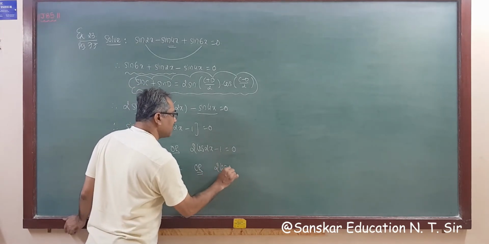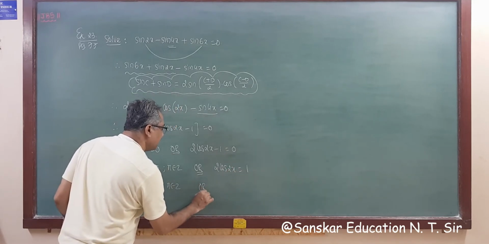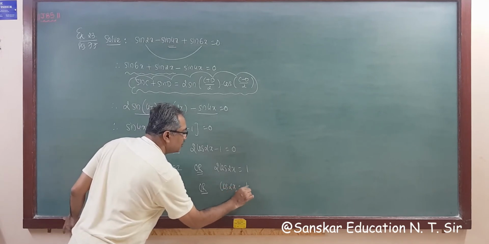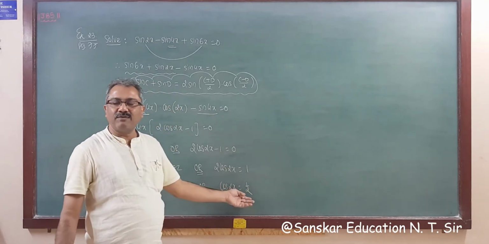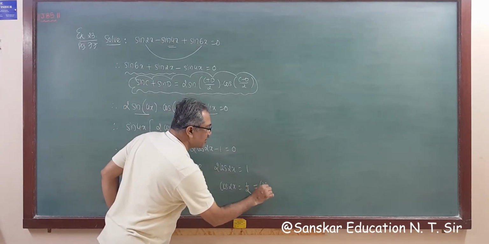So 2 cos x is equal to 1. So what we get here? Or cos x is equal to 1 upon 2. Now cos is half for cos 60, that is pi by 3. So the answer of this is cos pi by 3.